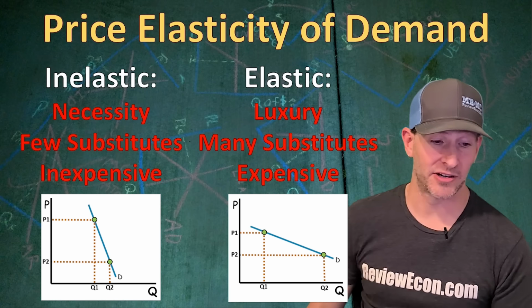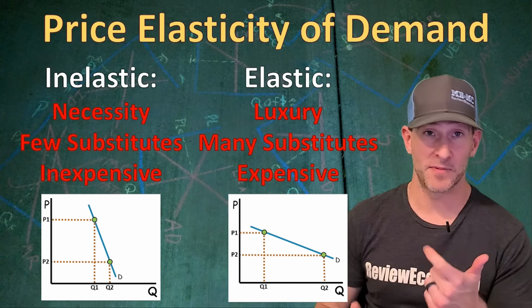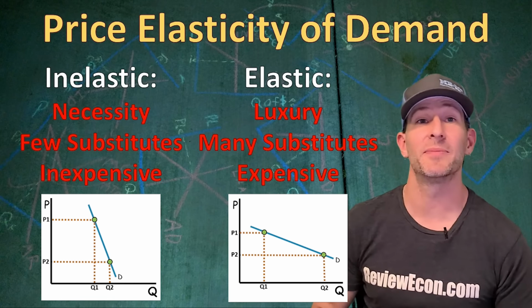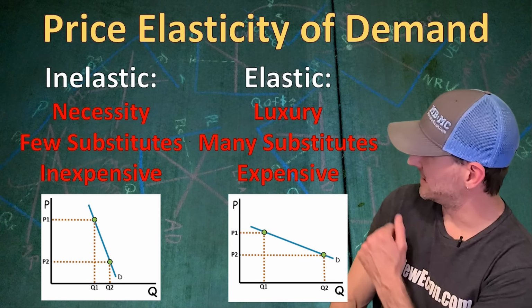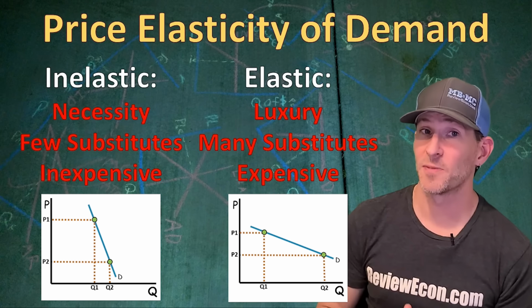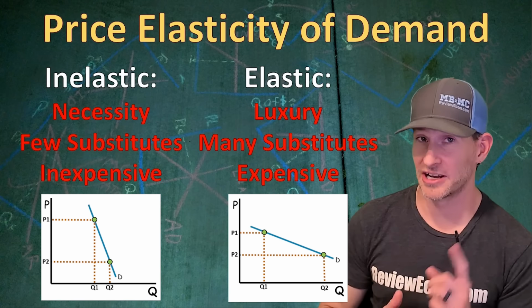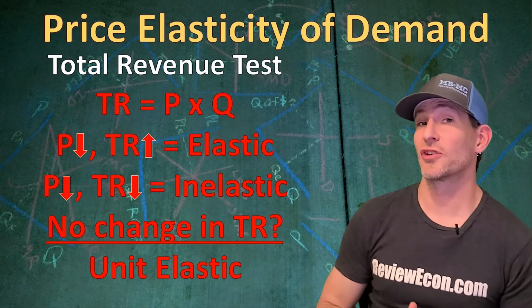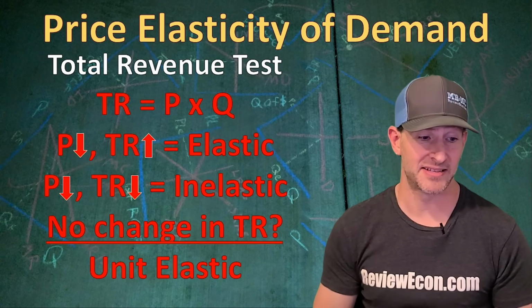An elastic demand curve, on the other hand, tends to be a luxury. There are many substitutes, or the item is expensive. There we will have a relatively horizontal demand curve, and there a small change in price causes a larger change in quantity demanded. We can also use the total revenue test to determine the price elasticity of demand.